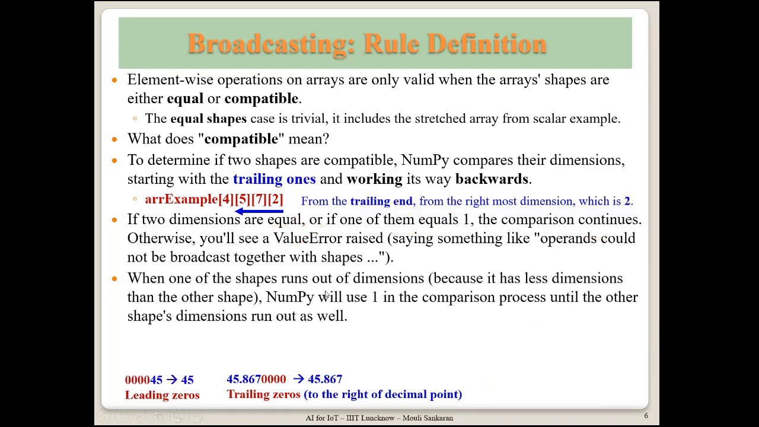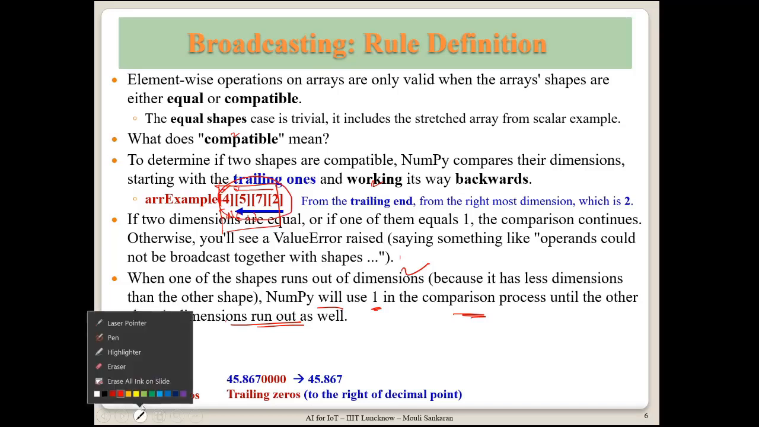When one of the shapes runs out of dimensions, that's what I said. When you have 4, 5, 7, 2 and you are comparing with the 2, it is running out of dimensions. When one of them is running out of dimensions, because it has fewer dimensions than the other shape, NumPy will use 1 in the comparison process until the other shape's dimensions run out as well. Till then it will assume that 1 is there. Why is it doing this till the end? Because it has to know the dimension of the result. So the dimension of the result will always be the dimension of the larger array.